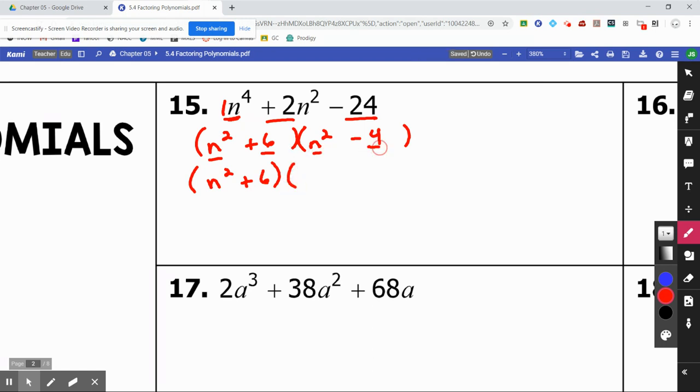However, this is. This is difference of squares. Difference of squares factors into conjugates. N squared is an n times itself. 4 is a 2 times itself. And now it's finished.